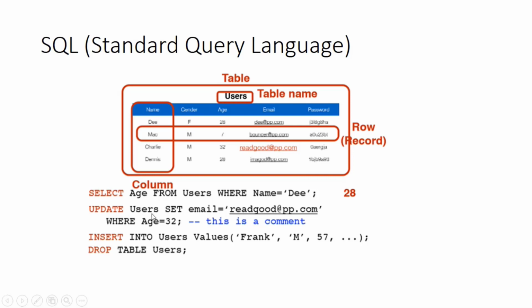If we write UPDATE users SET email to readgood@pp.com WHERE age is equal to 32, the third row is going to be selected. If we write dash dash, that is for a comment in SQL. If we write INSERT INTO users and then the values, Frank, M, 57 and so on, a new row should be created. And to drop the table, if we write DROP TABLE users, the table should be deleted. Nobody can stop it. If we perform these things in a continuous manner, at the end the table should be dropped.